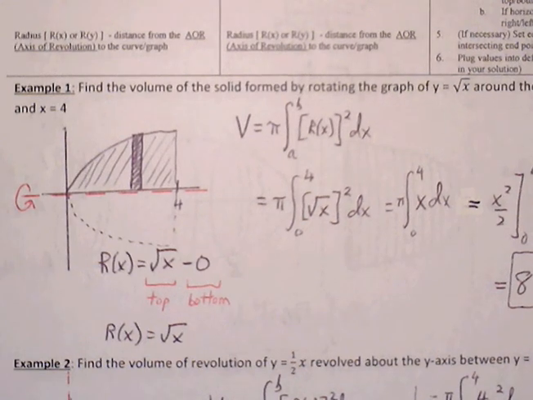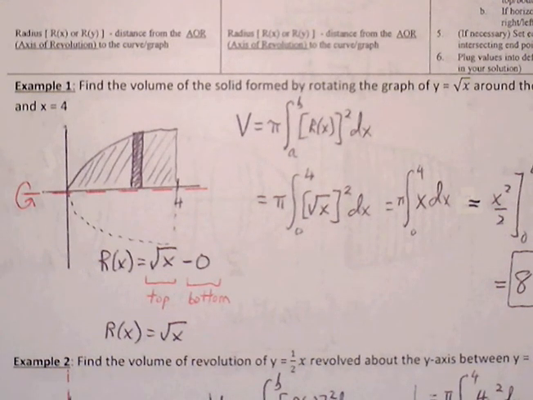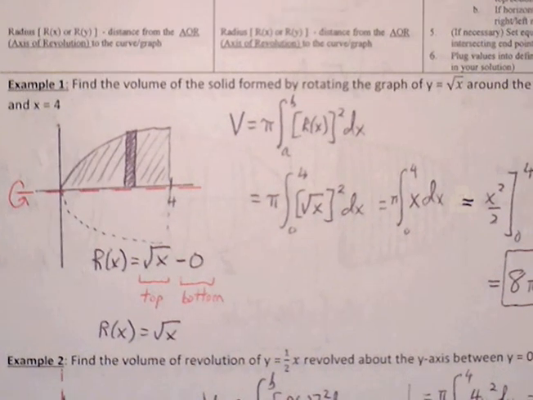Let's look at some class examples from 7.2a. This is on the disk method. So this is the back page of the notes.